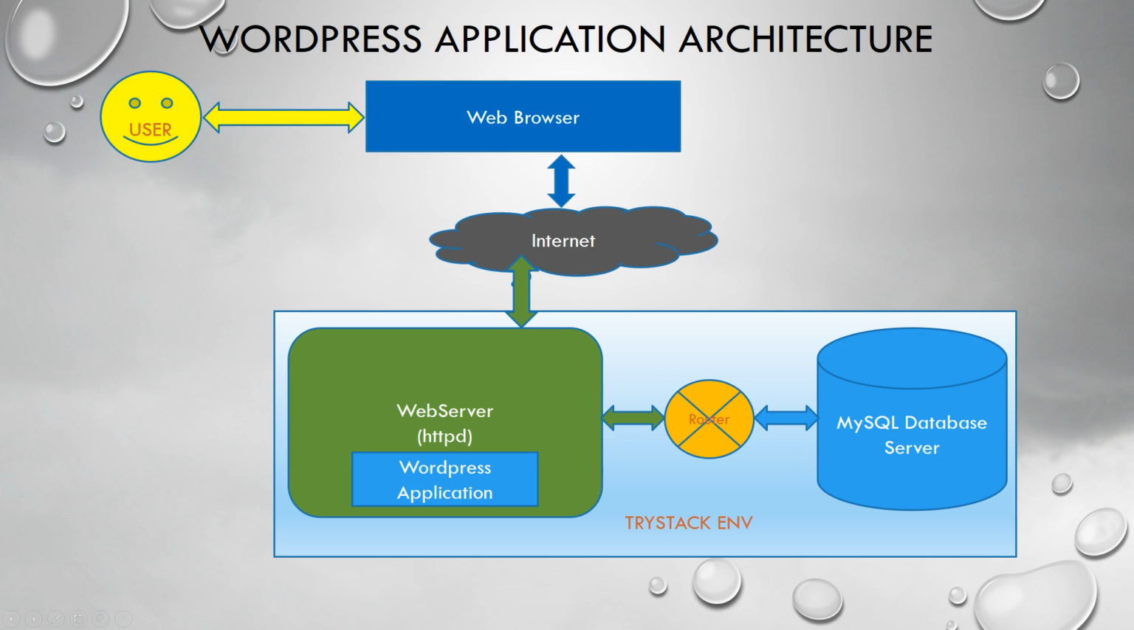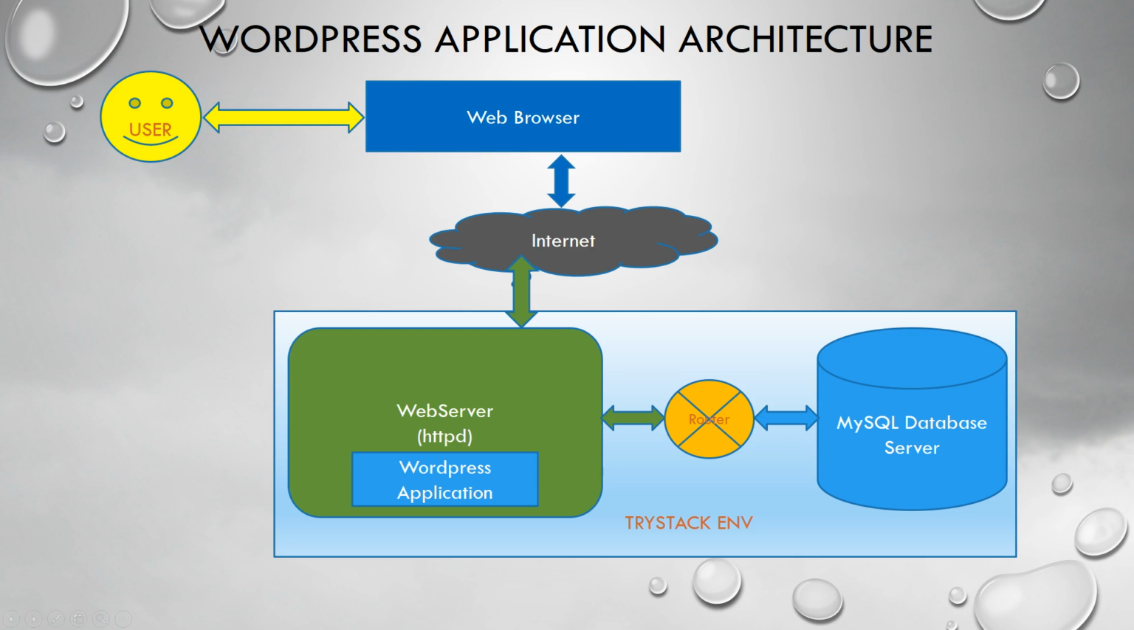Okay, so here if you see, this is the user, I am the user, and we are connecting to the internet through our web browser, and the internet is connected to the Trystack environment. In the Trystack environment we have a MySQL database server, we have a web server, and in the web server we have the WordPress application running.